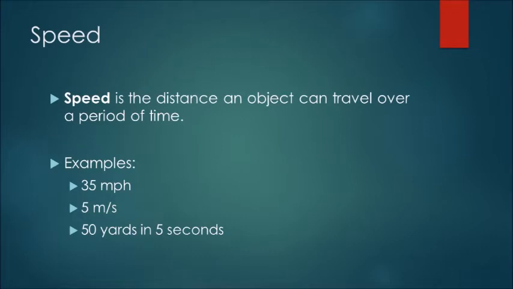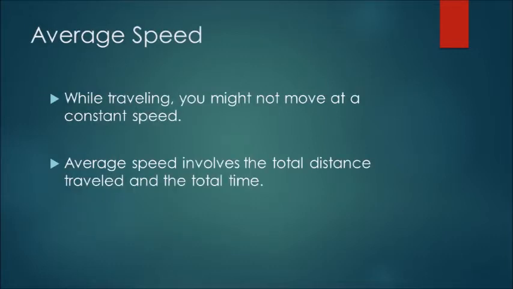Speed is defined as the distance an object can travel over a period of time. Some examples of different speeds would be 35 miles per hour, 5 meters per second, or even 50 yards in 5 seconds. We should be pretty familiar with speeds and how to write them out, especially miles per hour, since you're probably used to that from driving around with your parents or your friends. So while traveling, you might not move at a constant speed.